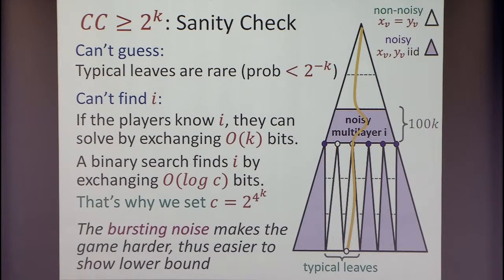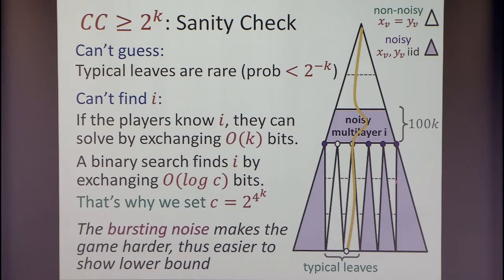And you can see that those claims hold even without the bursting noise. I told you about that yesterday. Why do I put this bursting noise in? Maybe it's enough for this multilayer to be noisy? And the reason is, on an intuitive level, the bursting noise makes the game harder for the players. They have less in common. If everything in here is non-noisy, it's all white, then they have more in common. Maybe they can somehow use that to solve the game.